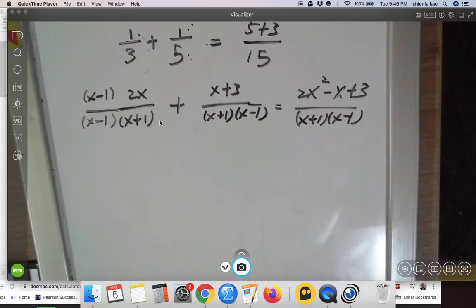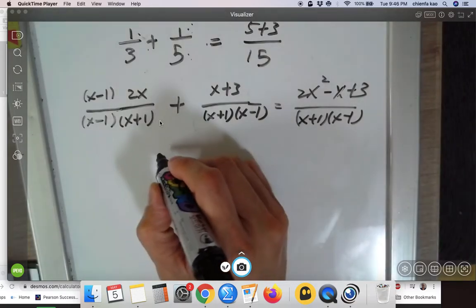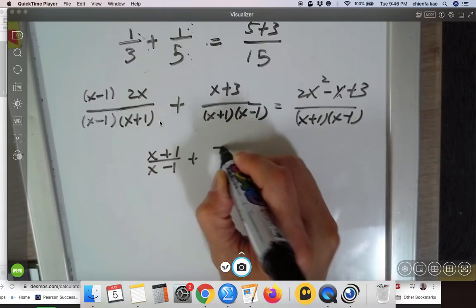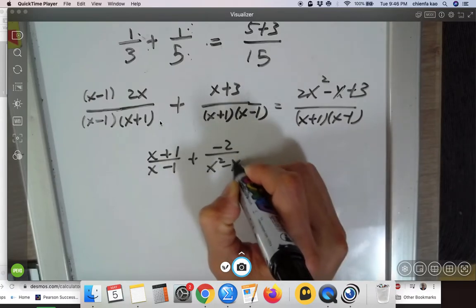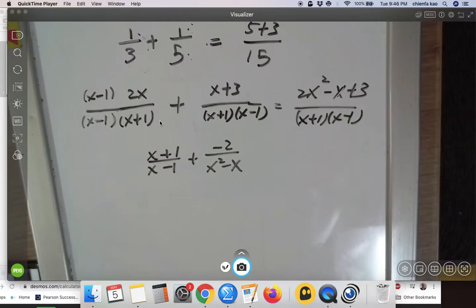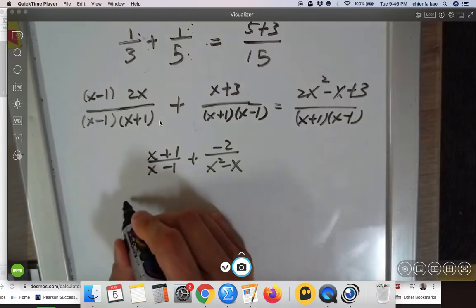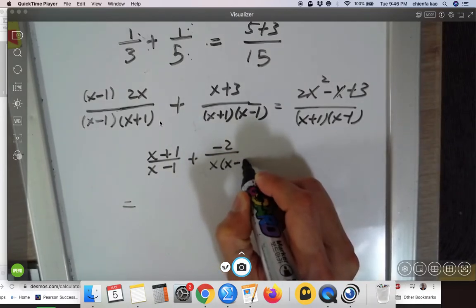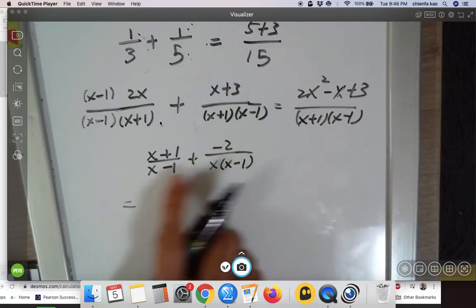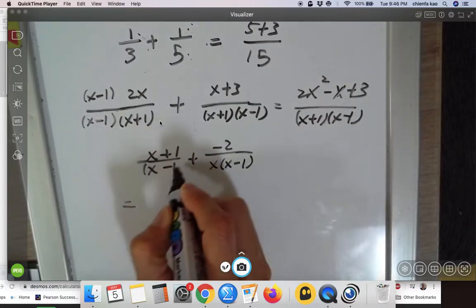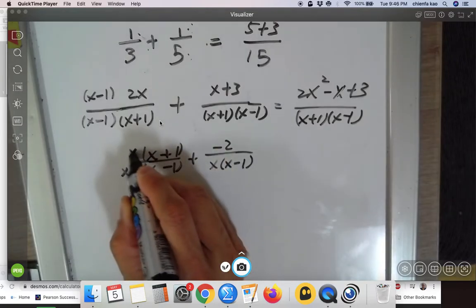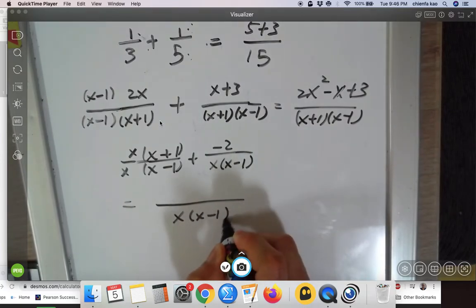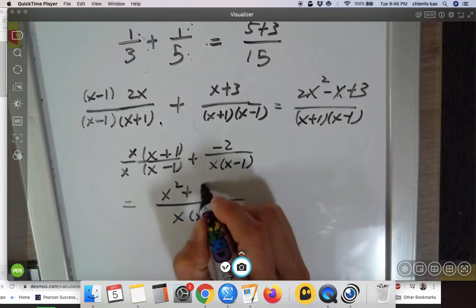Let's try another one. But this time you have to do this one on your own. Pause the video when you are done. Do this problem. Simplify, please. All right, now that you're finished, you rewrite this to become x times x minus 1. So these two will soon have the same denominator if I just multiply x on both sides, I mean the top and the bottom. So the answer would be over x bracket x minus 1, x squared plus x minus 2.